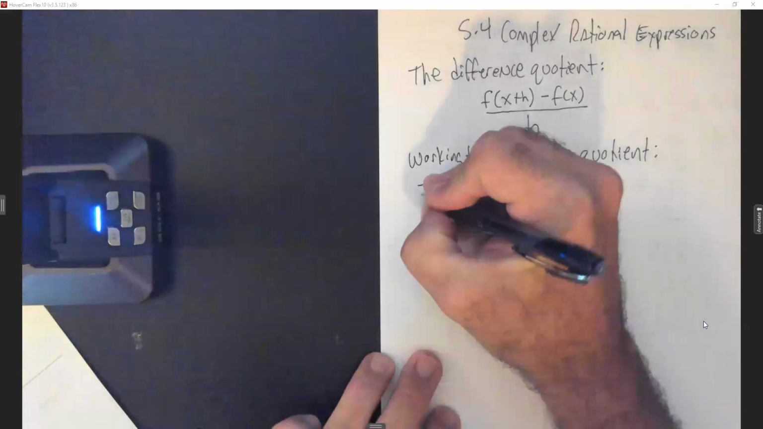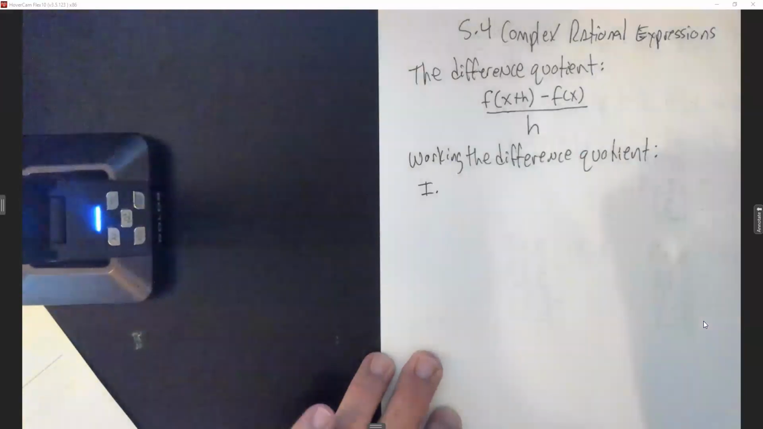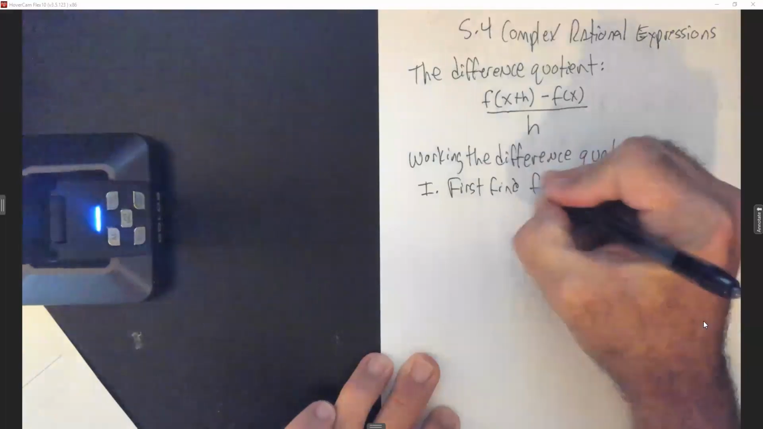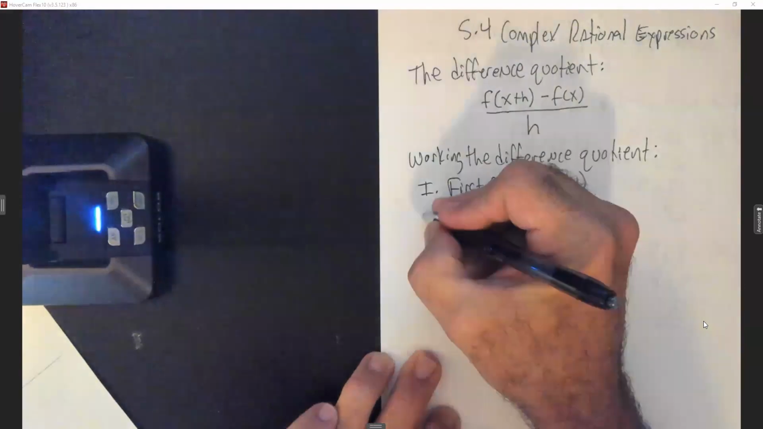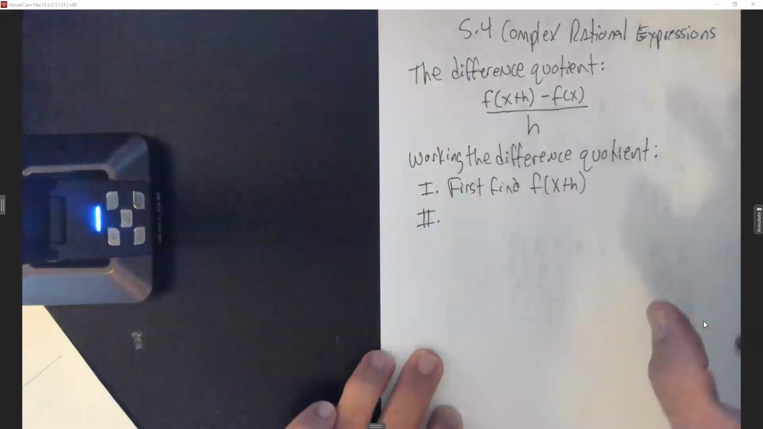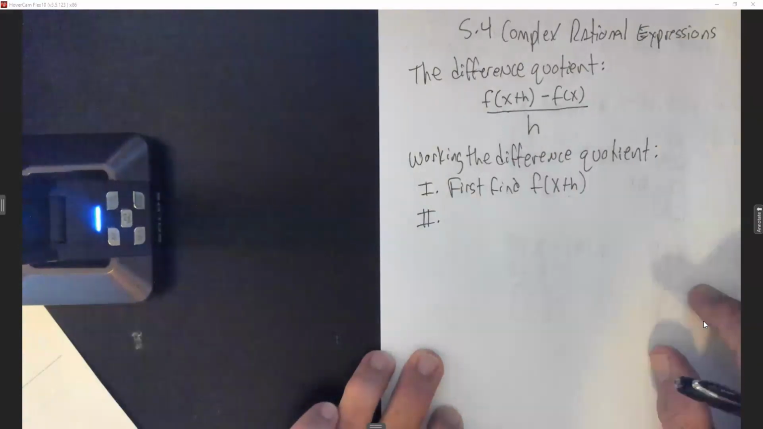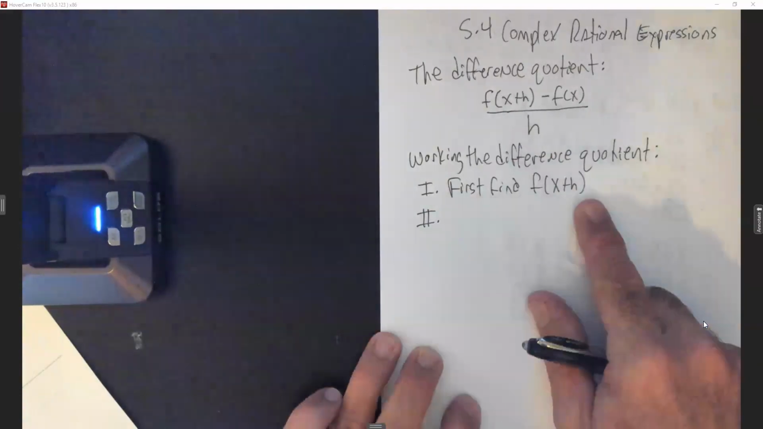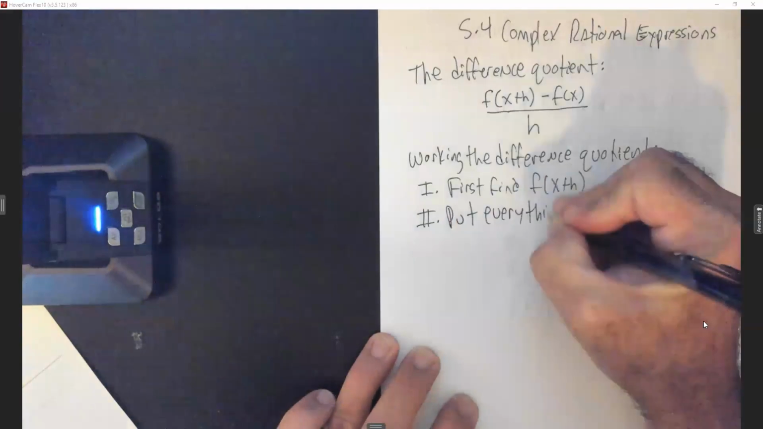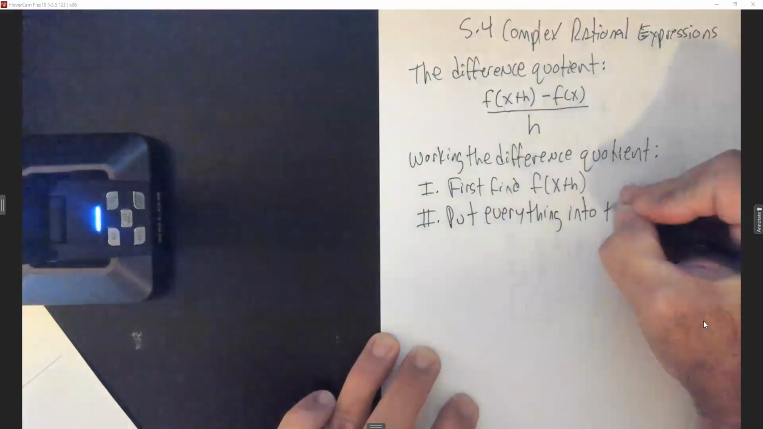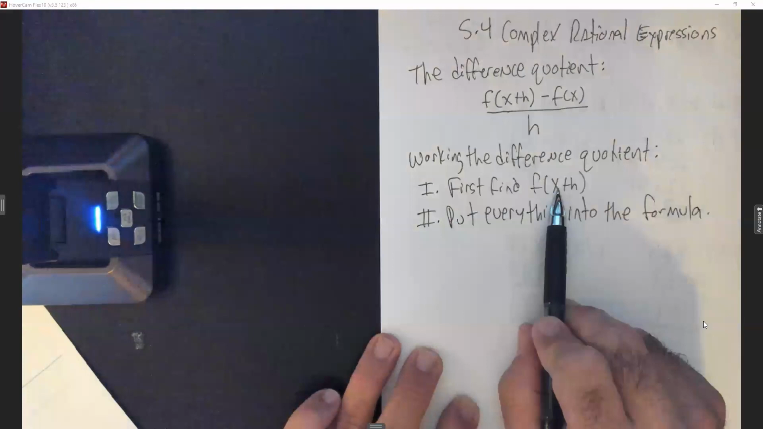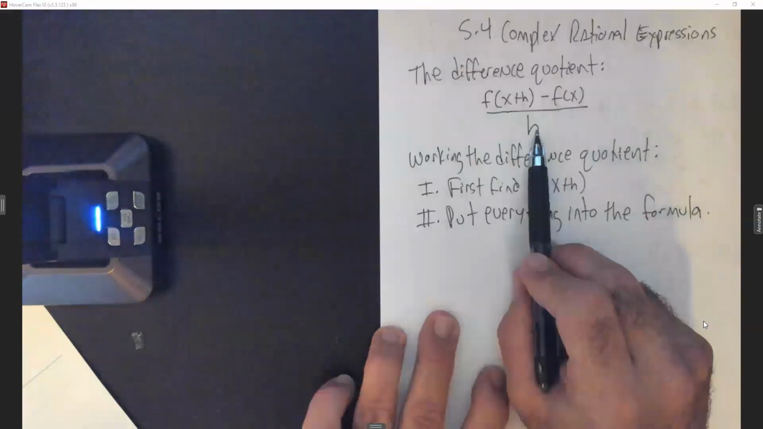So the thing about working the difference quotient, the first thing I got to find is the f of x plus h. So first, find f of x plus h. And finding f of x plus h is just putting an x plus h in for the x's on the function they give us, okay? All right, so once I find f of x plus h, I'm going to put everything into the formula, because they're going to give me f of x, and the h is always going to be an h on the bottom, okay?